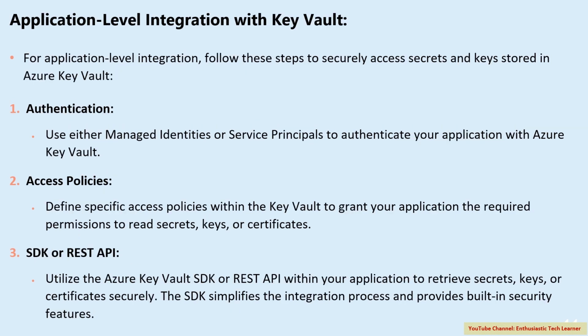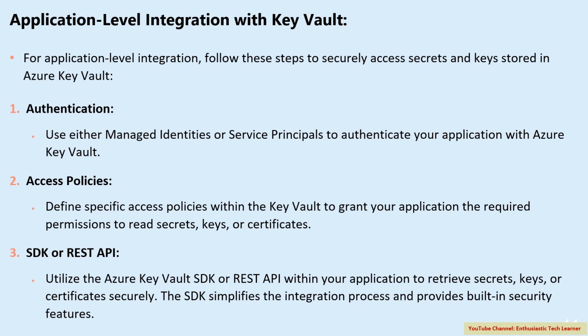Application-level integration with Key Vault. For application-level integration, follow these steps to securely access secrets and keys stored in Azure Key Vault. Authentication. Use either managed identities or service principals to authenticate your application with Azure Key Vault. Access policies. Define specific access policies within the Key Vault to grant your application the required permissions to read secrets, keys, or certificates.